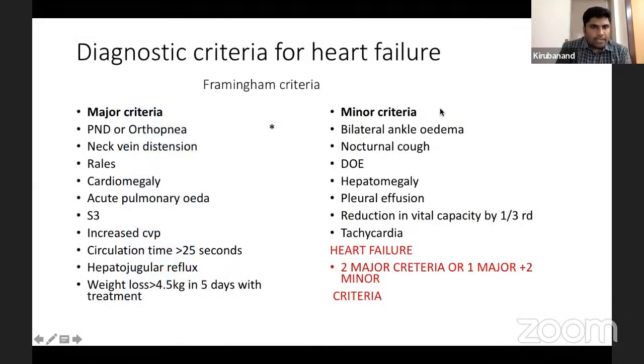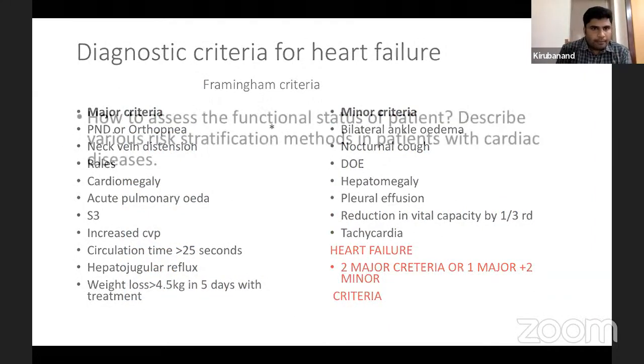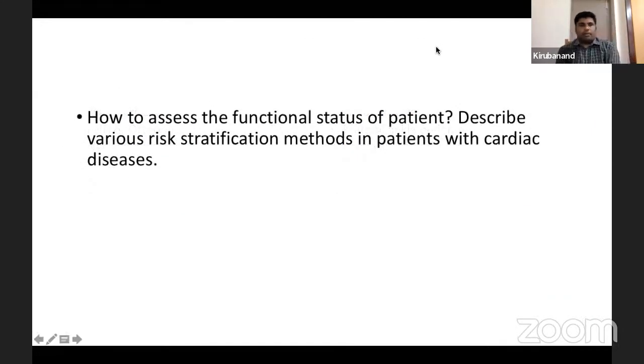So these are the various diagnostic criteria for heart failure, major and minor. As our patient is bedridden, we can't assess the functional status. If a patient comes who is active, how will you assess the functional status, and how do you want to risk stratify this patient? Because explaining the perioperative expected morbidity and mortality to the patient and taking consent is very important. So how will you assess and risk stratify this patient?